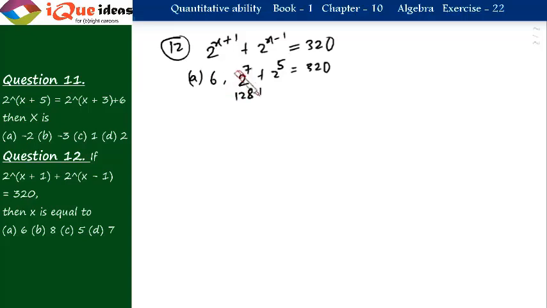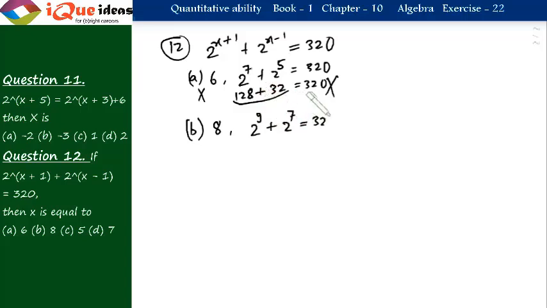320. Now 2 raised to the power 7 is 128, and 2 raised to the power 5 is 32. Now 128 plus 32 will not be equal to 320, right? So this is gone. So this A is not the answer. Let's check option B. B is 8. If I put 8, you'll get 2 raised to the power 9 plus 2 raised to the power 7. Is it equal to 320? No, you don't even need to check because 2 raised to 9 alone is 512. That is more than 320.